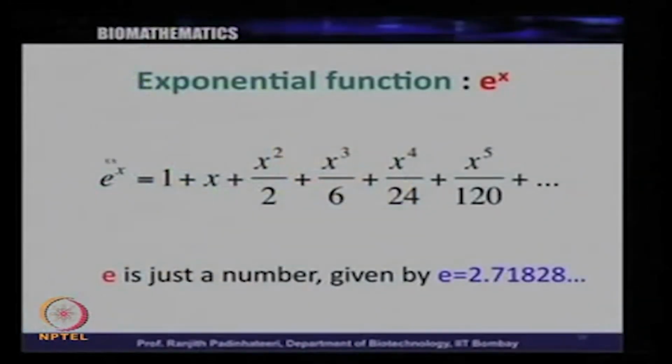As you can see here, the exponential function e power x is basically defined as 1 plus x plus x square by 2 plus x cube by 6 plus x power 4 divided by 24 plus x power 5 divided by 120 plus so on and so forth. This is an infinite series. So, you have to sum x power 4, 5, 6, 7, 8, 9, 10, you have to keep summing. If you just keep summing, you will get this value of e power x.